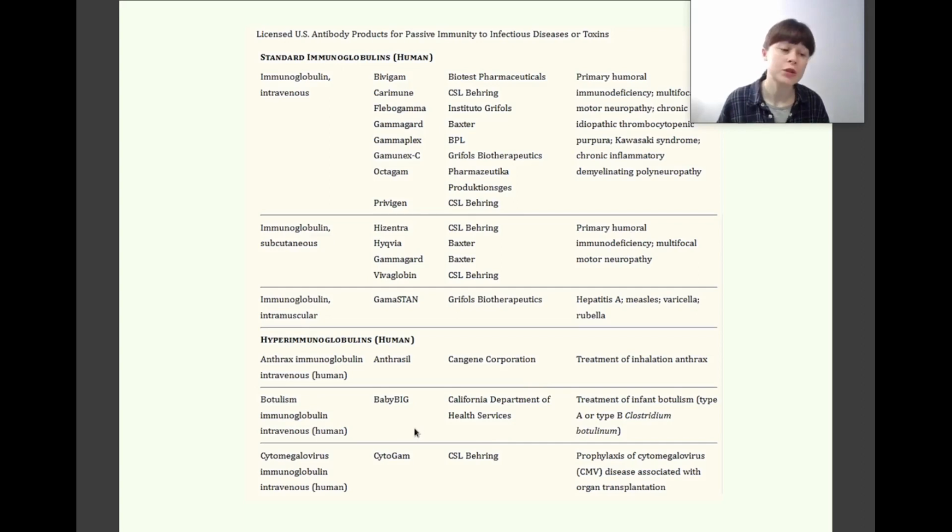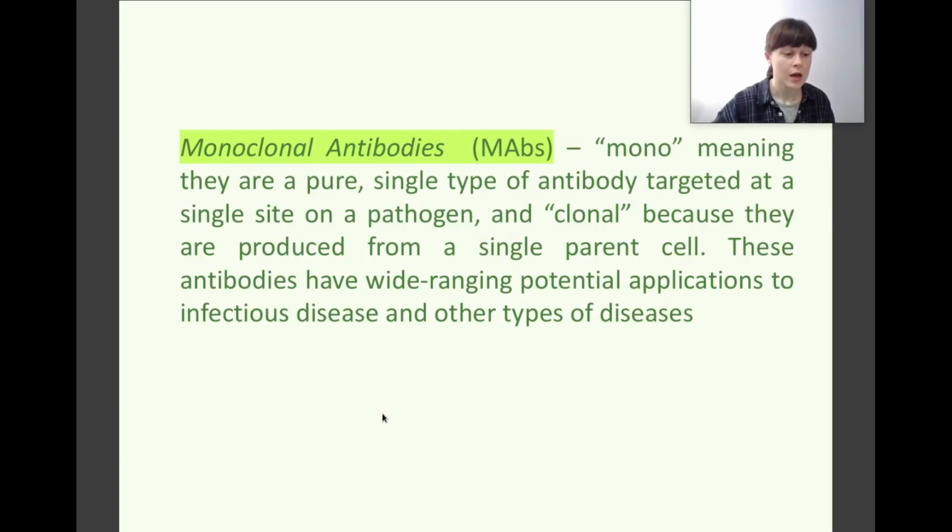For example, for treatment of wound or foodborne botulism, and infant botulism is treated with human botulism immunoglobulin, commercial name BabyBIG. Let's describe one unique form of treatment, immunoglobulin, a monoclonal antibody.